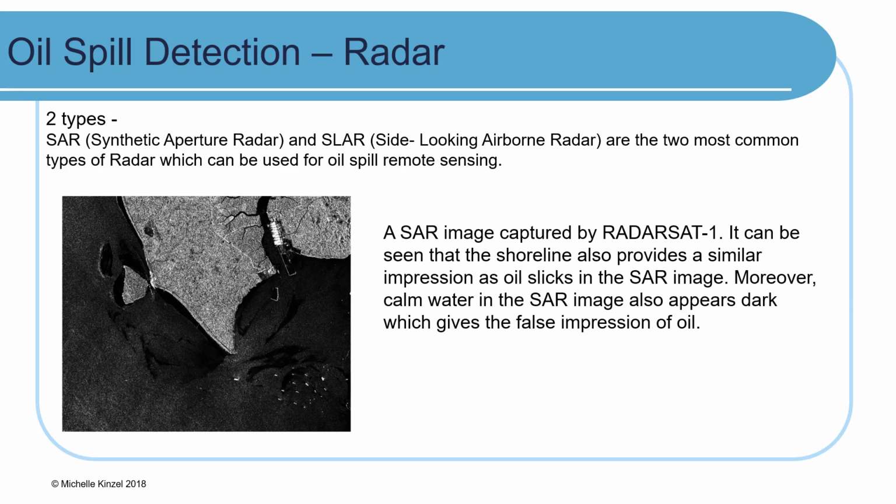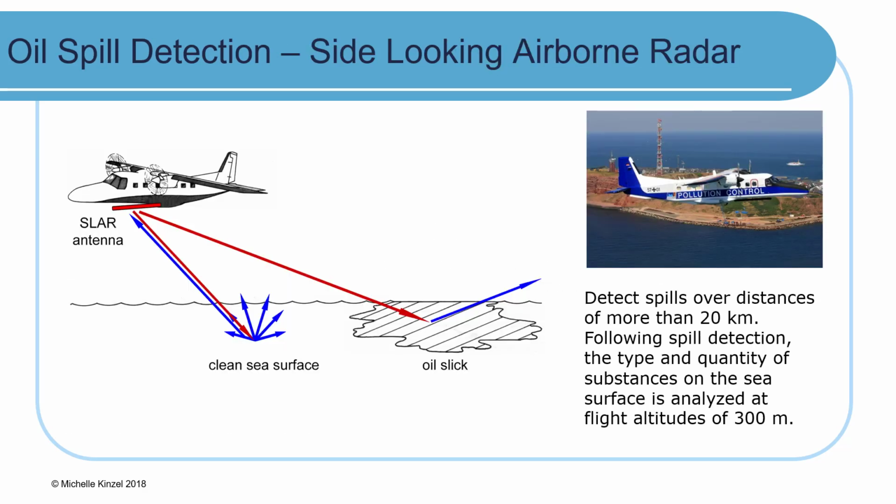So there's two types of radar, synthetic aperture radar, or SAR, and side-looking airborne radar, and they're the most common. A SAR image is shown here, which was captured by RadarSat-1, and you can see the shoreline provides a similar impression as the oil slicks in the SAR image. The calm water also appears dark, which does give a false impression of oil.